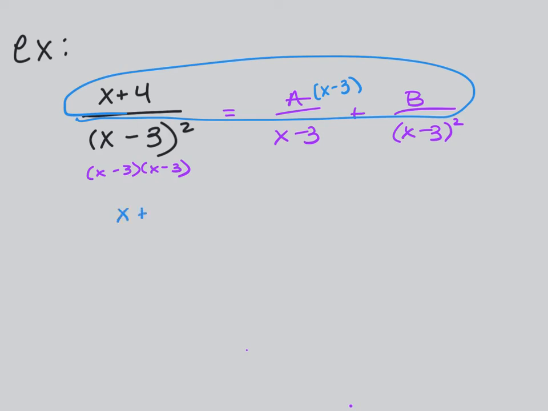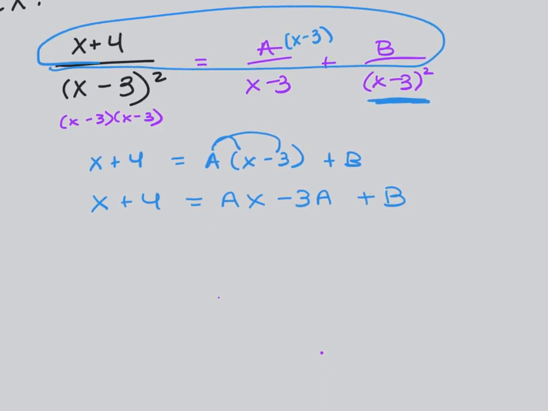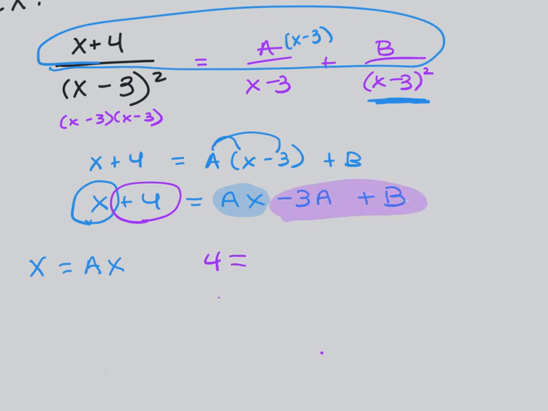So I'm going to rewrite my numerators. X plus 4 equals A times x minus 3 plus B, right? And B didn't need anything because it already has x minus 3 squared. So this is that systems of equations process. I distribute my A. And then I take the x, and I set it equal to every term on the right-hand side that has an x, which is just Ax. I take the constant on the left, and I set it equal to everything on the right-hand side that doesn't have an x, because we consider those constants.